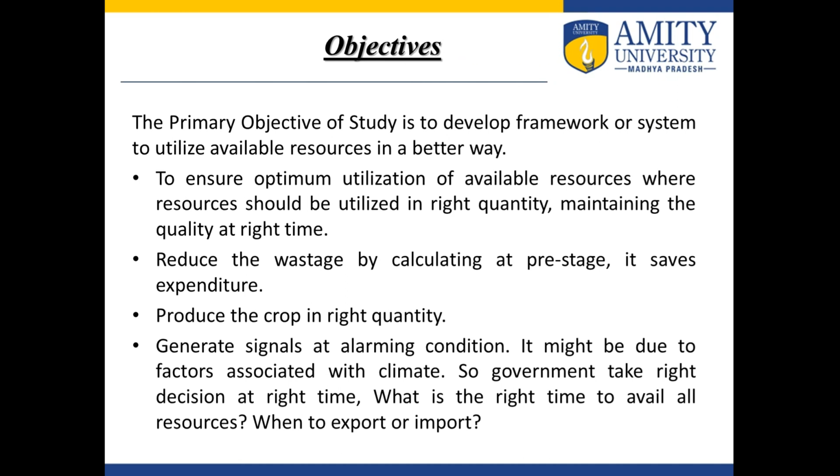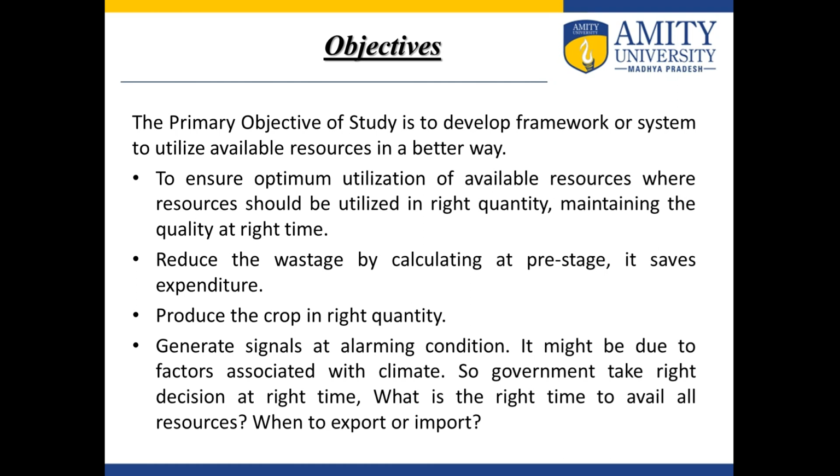Now the objectives. The primary objective of the study is to develop a framework or system to utilize available resources in a better way. So that we can provide the right data at the right time by generating signals, so that each and every farmer can benefit, and even government officials can get the same type of information, whether the fertilizers are available at the right time and right place. So there is no mismatch between the consumption and the requirement of the raw materials required in farming.